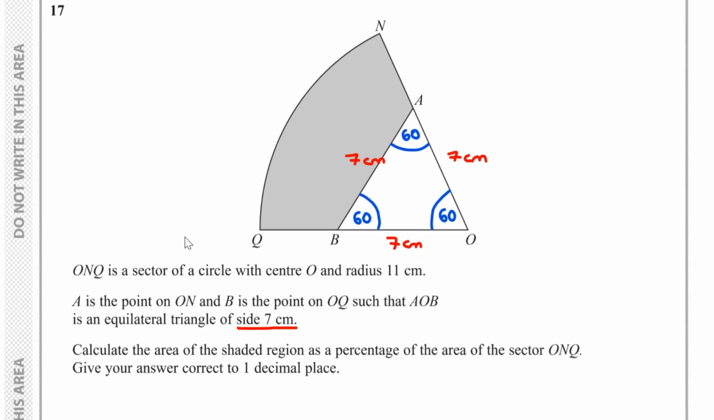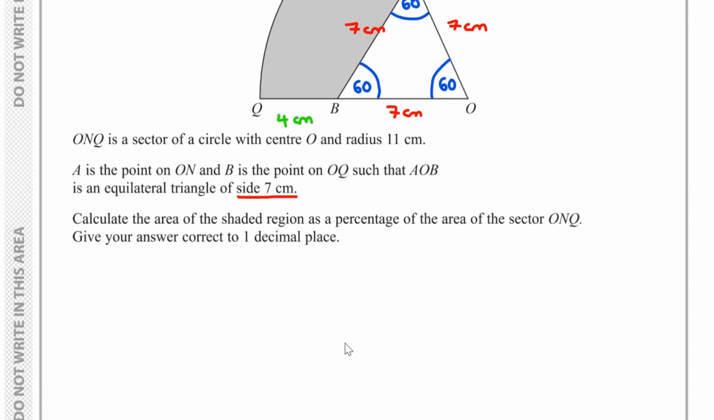Now, if the radius is 11 centimeters, that means that this entire length is 11 centimeters. So this length here is 11 take away 7, which is 4. So we have 4 centimeters here, 4 centimeters here. 4 plus 7 gives the 11. We have to calculate the area of the shaded region as a percentage of the area of the sector NQ. Give your answer correct to 1 decimal place.